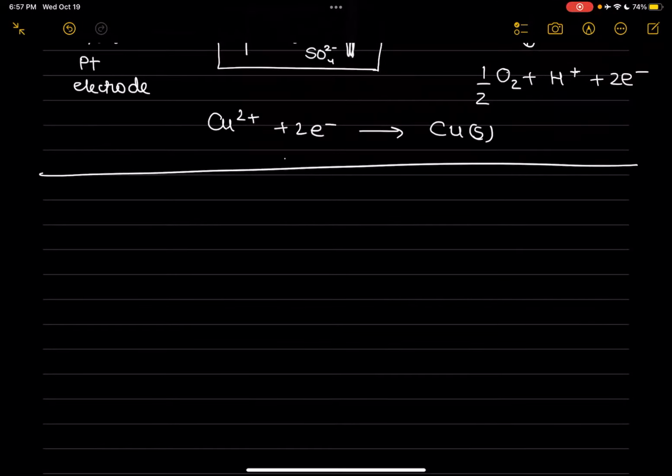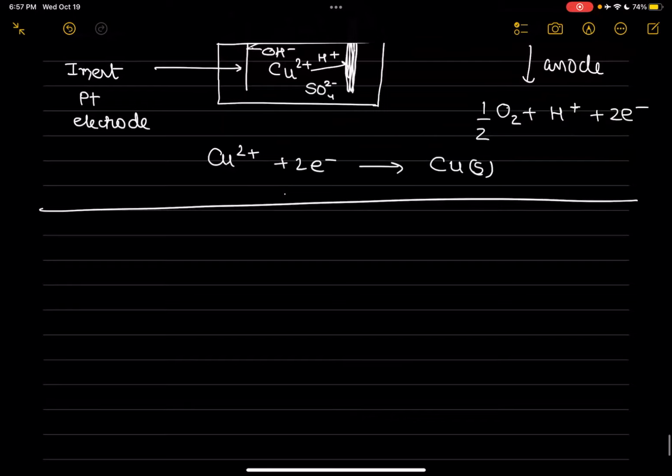What are we going to do in the numerical part of electrochemistry? Any idea? EMF of the cell. Yeah, what are we going to calculate? The EMF. Actually, we are not much interested in EMF here, because we are not getting a cell. Actually, we need to put in electrical energy.